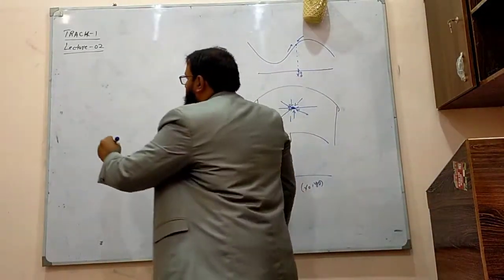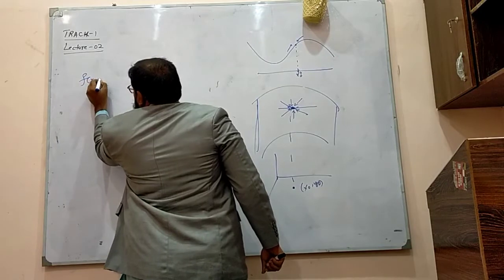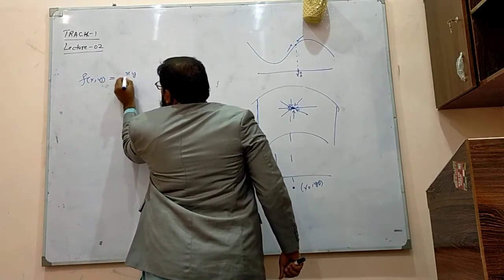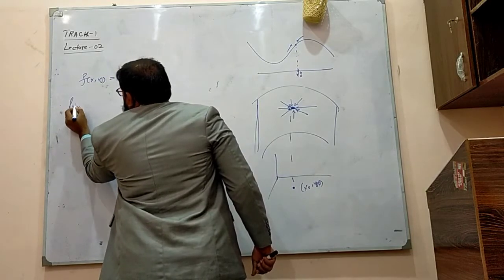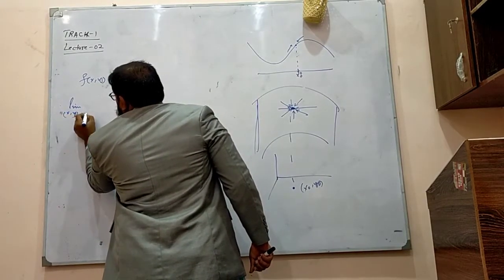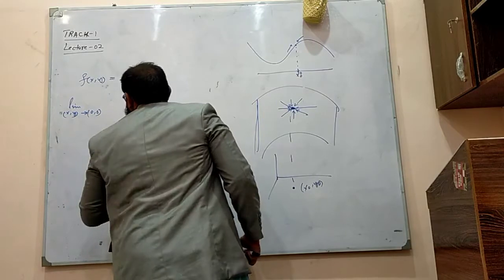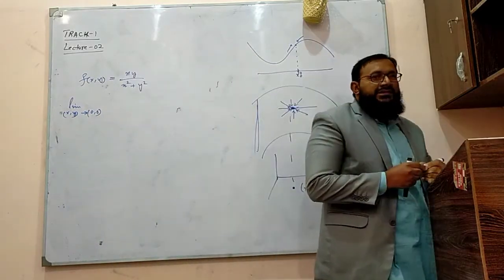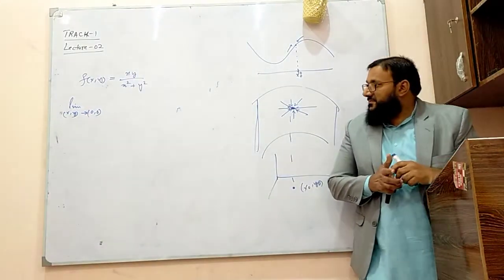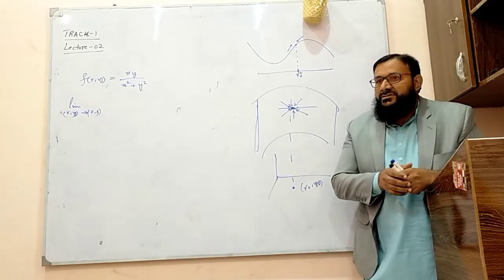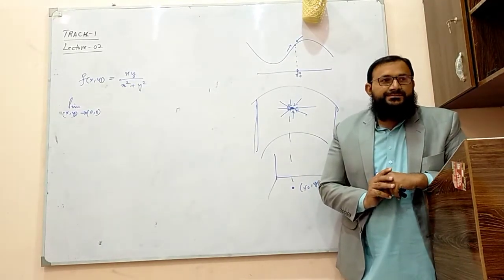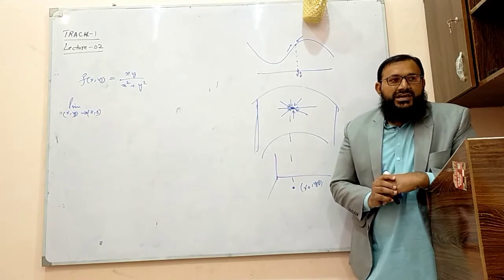So our function is xy divided by x square plus y square, and we want the limit of this multivariate function when x and y both tend to the origin, which is 0, 0. So how do you do that?